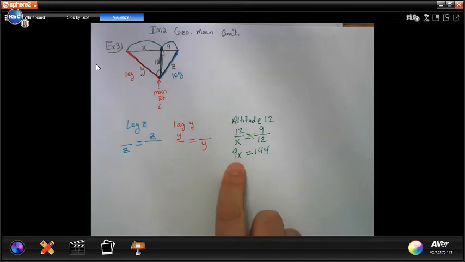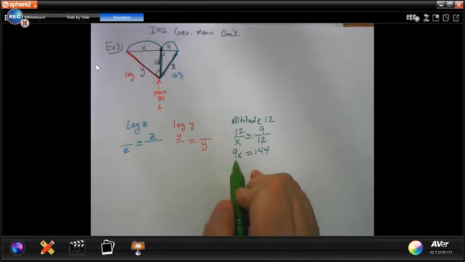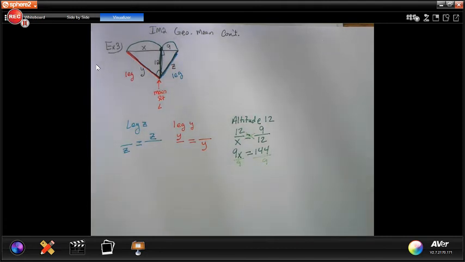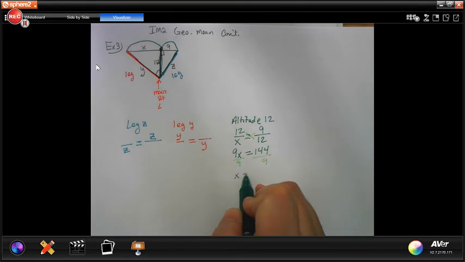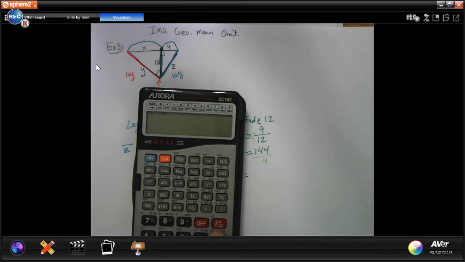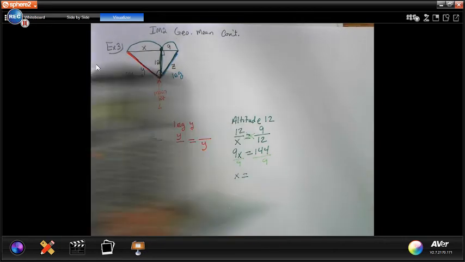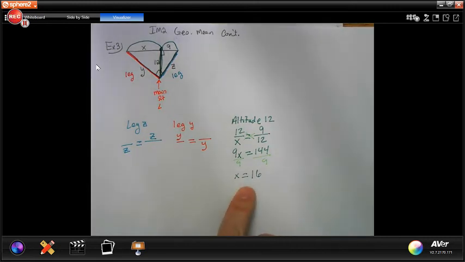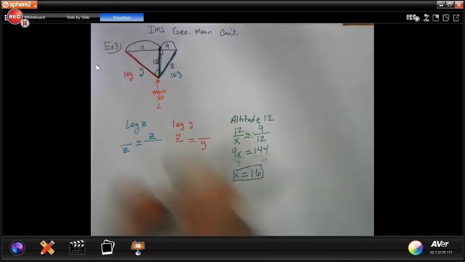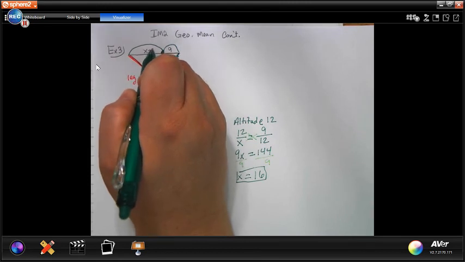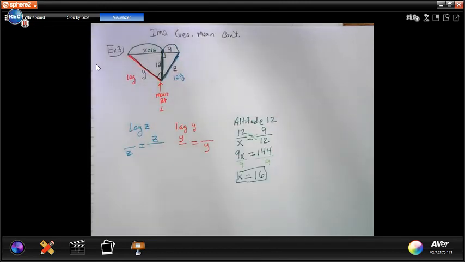I have 9 times x, and the opposite of 9 times x is dividing by 9. So I divide both sides by 9. So I get x equals, and then I use my calculator, 144 divided by 9 is 16. So x equals 16. It's not x squared equals 16. I don't need to square root. I'm done with x. And what I want to do is write that up here. X, write it carefully. X equals 16.